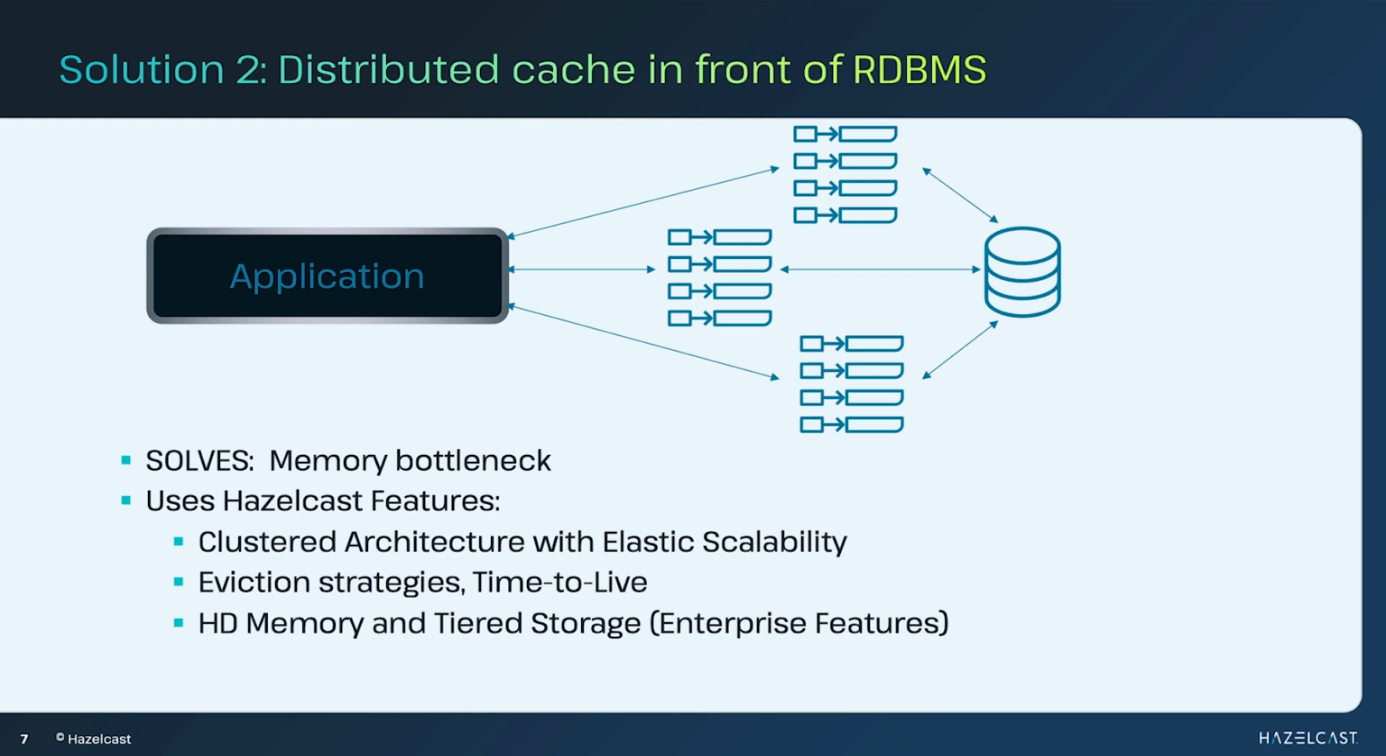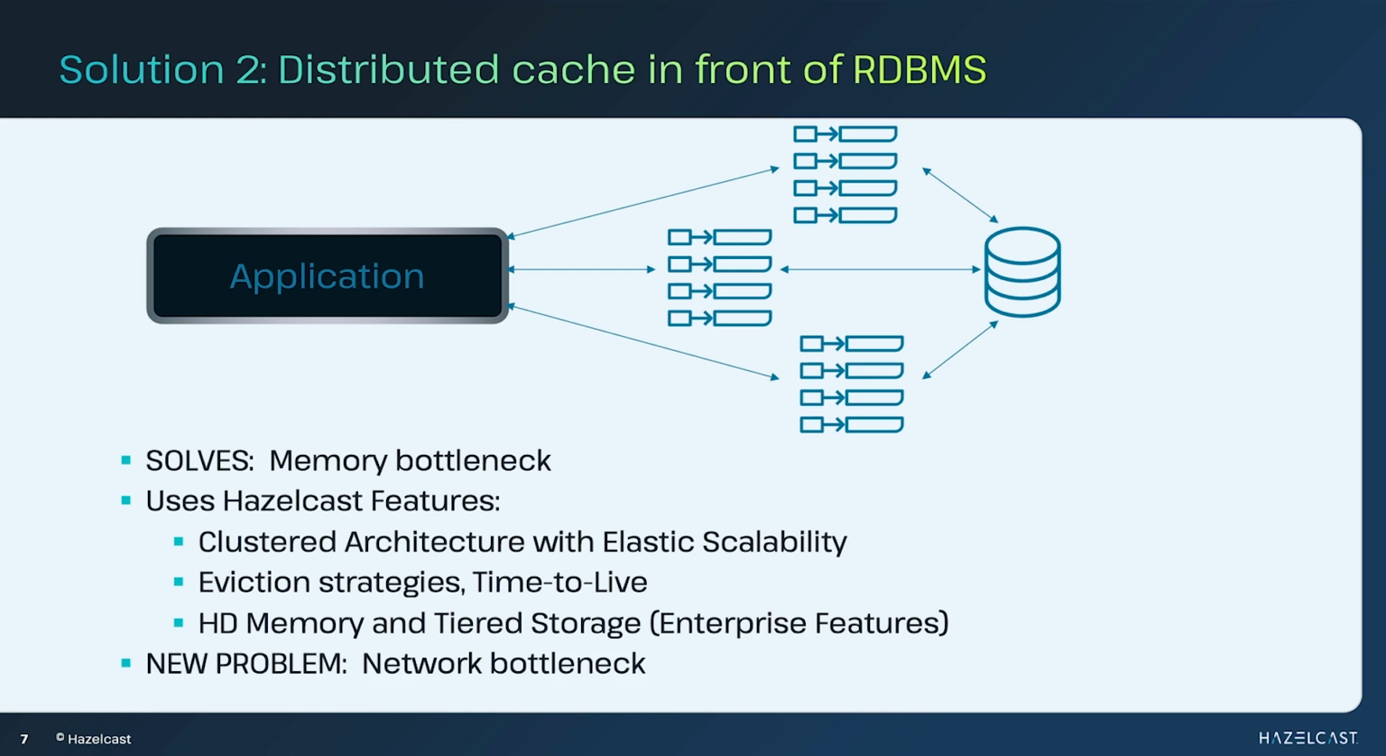But we have other ways to manage our memory consumption other than just throwing more hardware at it. We can set eviction policies and time to live values so that we aren't caching data that isn't currently needed. There are also two features in our Enterprise Edition which allow us to increase the amount of usable storage per node. High-density memory moves data off the Java heap, eliminating garbage collection pauses that can wreak havoc on latency, and allowing more of the memory to be used effectively. And tiered storage allows us to spill to disk when we exceed the allocated amount of memory.